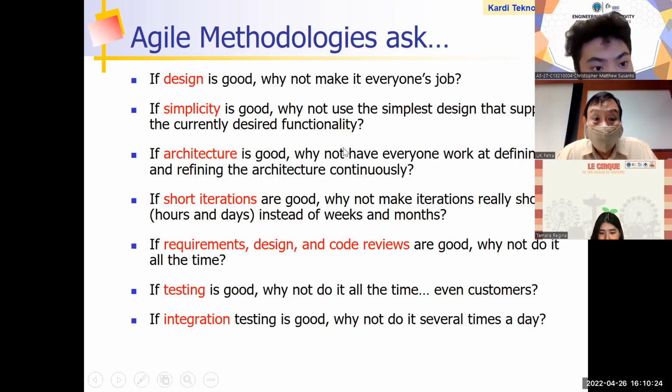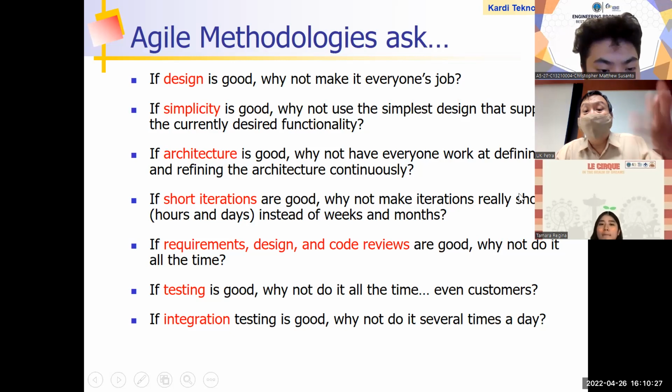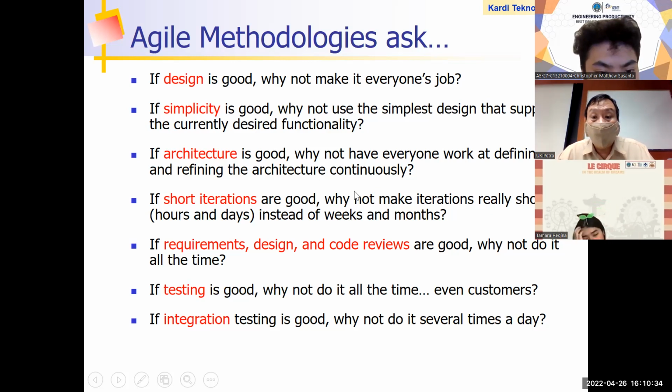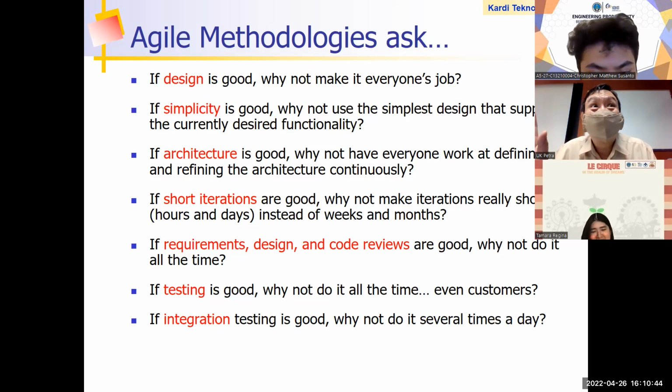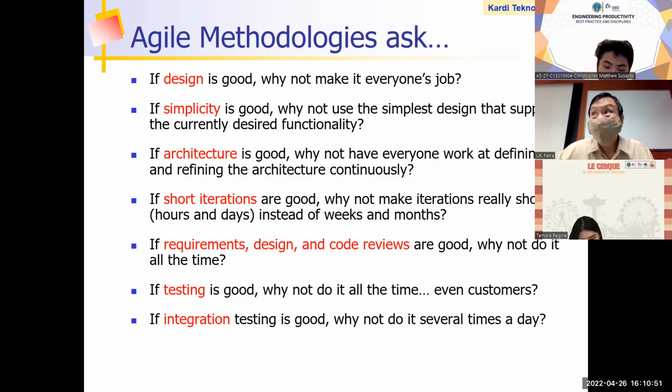So if the architecture is good, why not have everyone do the architecture continuously? And the iteration is short. If a short iteration is good, why not make the iteration very, very short, hours instead of weeks or months? So one iteration is just hours or days. The change is very fast. And if all these design and requirement practices are good, why not do them all the time?